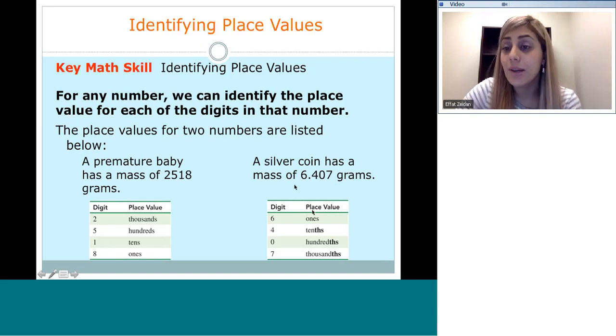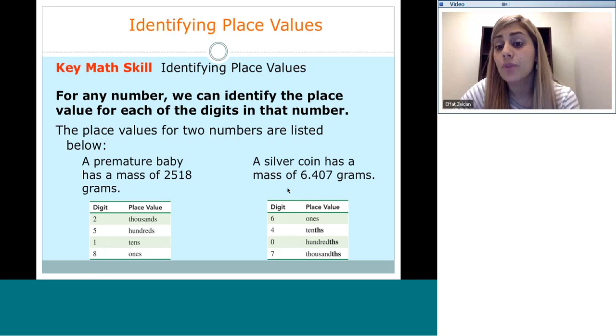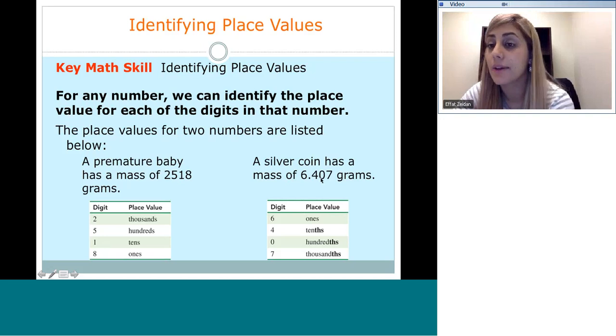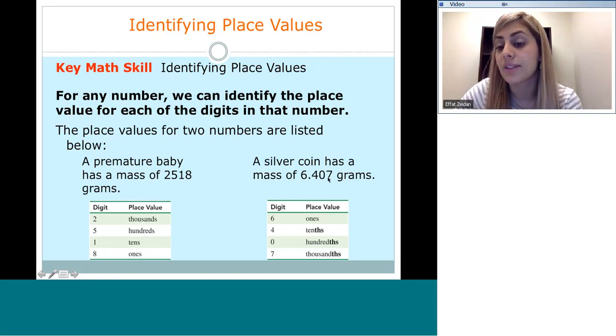If we had 266.4, the first 2 will be in the hundreds, 6 will be in the tens, and then 6 will be in the ones, and then we will move on after the decimal as we did here. Always, after the decimal, the first number is in the tenths place, the second number is in the hundredths place, and the third number is in the thousandths place.